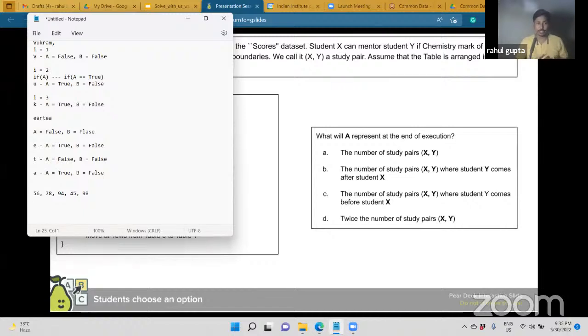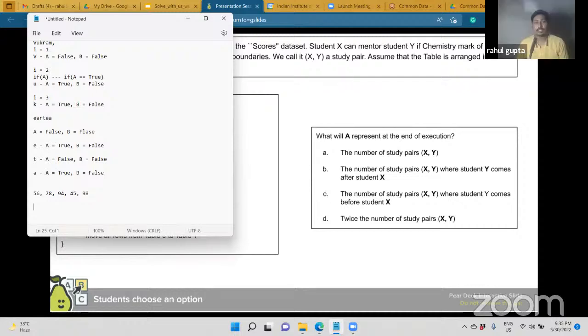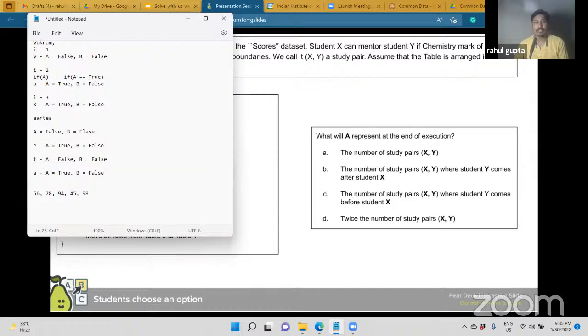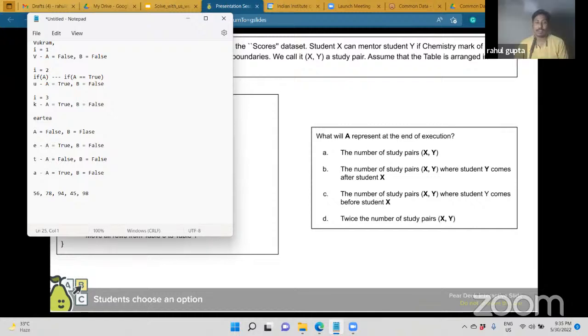Then Y dot chemistry will be 78. So X dot chemistry minus Y dot chemistry, is it between 10 and 20? No, so I will not increment A. The same thing will happen for 56 and 94. For 56 and 45, how much difference is there? It's less than 10.